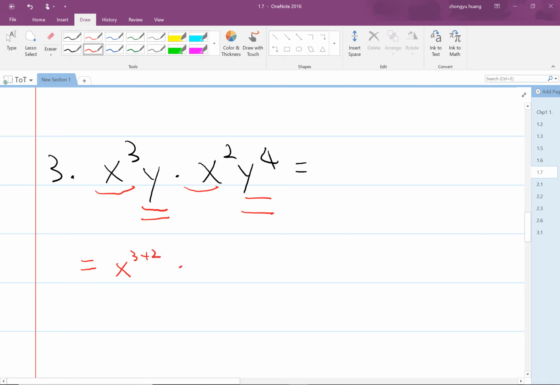And for y, we have y to the power 1 multiplied by y to the power 4, so now we have to add the exponents. For x, 3 plus 2 is equal to 5. And for y, 1 plus 4 is also equal to 5. So that's the solution for question 3.